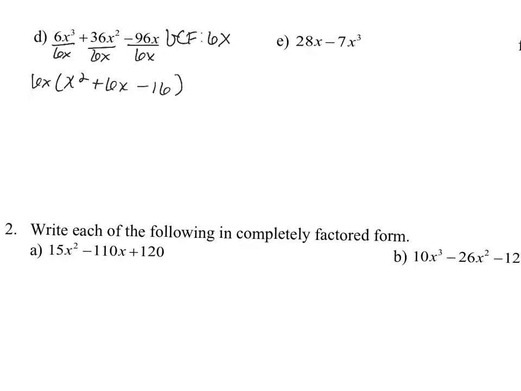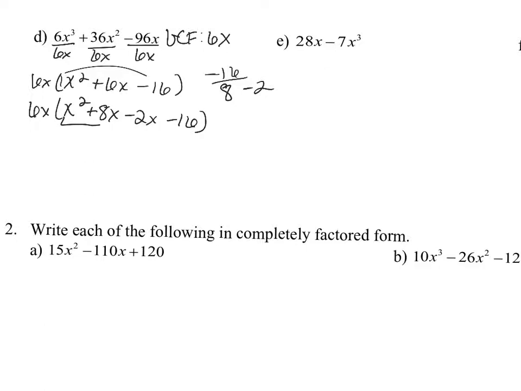Okay, now we're back to the trinomial. Well, 1 times negative 16 is negative 16. What multiplies to negative 16 but adds to a positive 6? That would be 8 and negative 2. So I'm going to replace my 2 middle terms with that. Now I'm going to do a little factor by grouping.